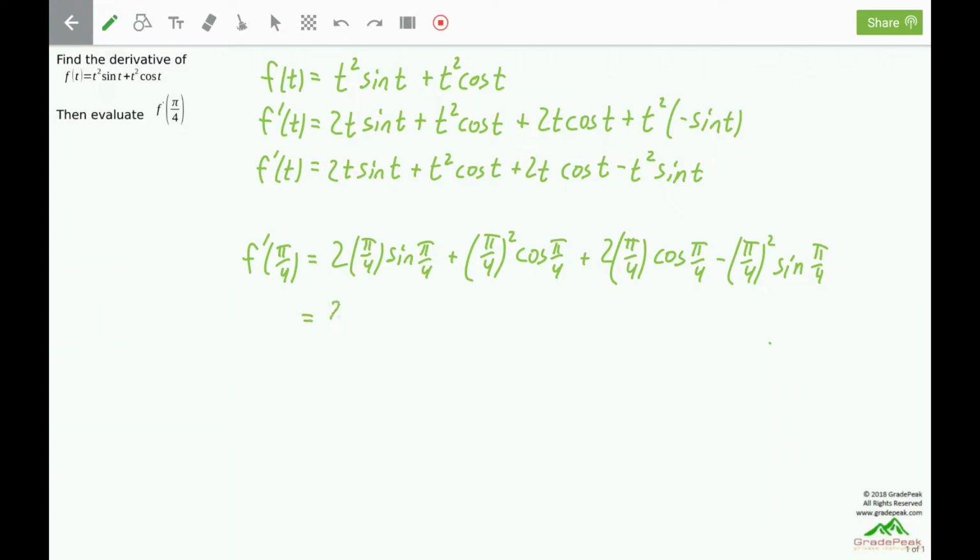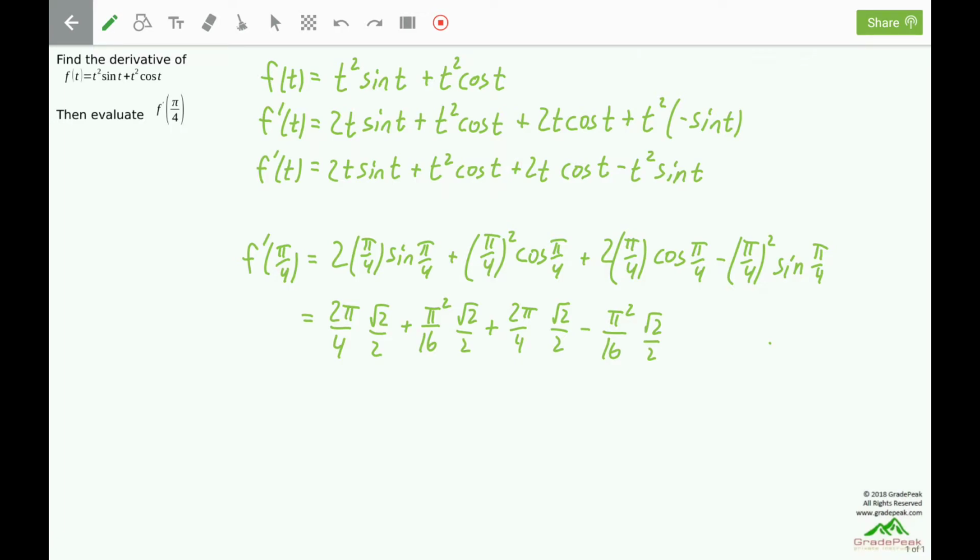2 times pi over 4 will be 2 pi over 4. The sine of pi over 4 is root 2 over 2. Plus pi over 4 squared will be square the pi and square the 4, pi squared over 16. The cosine of pi over 4 is root 2 over 2. Plus 2 times pi over 4 is 2 pi over 4. The cosine of pi over 4 is square root of 2 over 2. Minus pi over 4 squared, square the pi, pi squared, square the 4, 16, pi squared over 16, and the sine of pi over 4 is root 2 over 2.